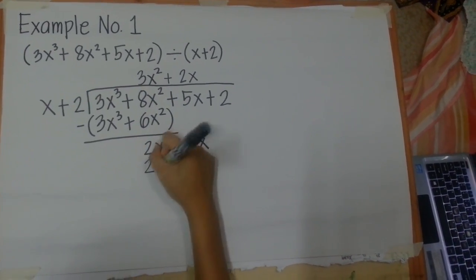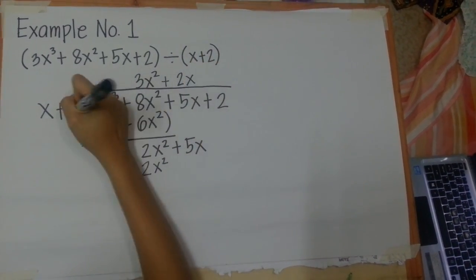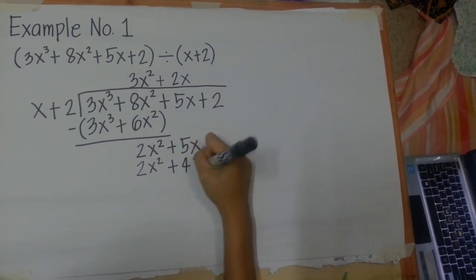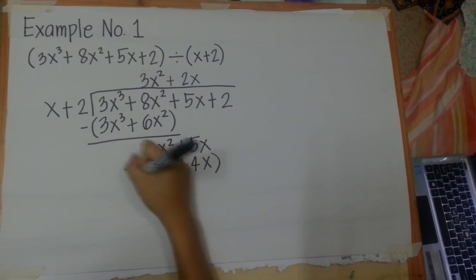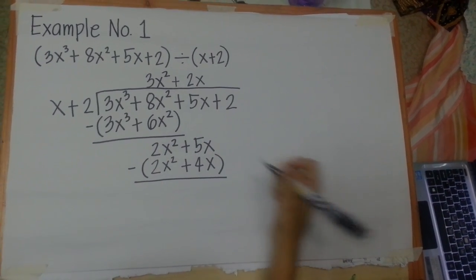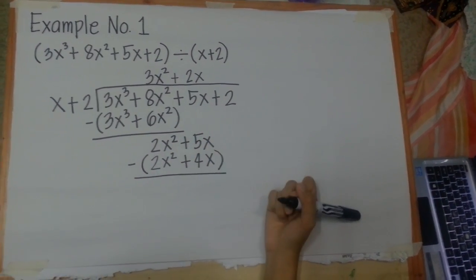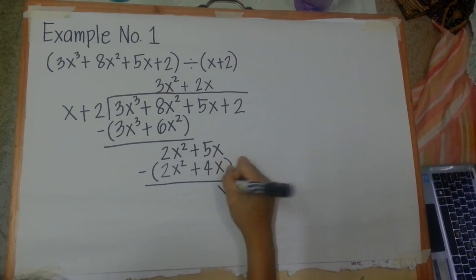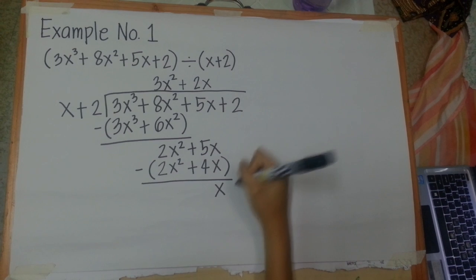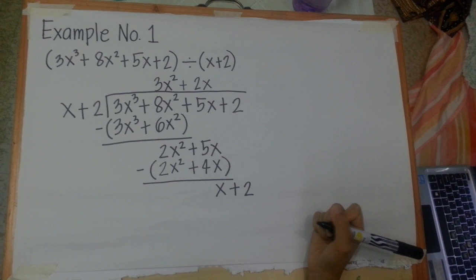2x times x is equivalent to 2x squared. 2x times 2 is equivalent to 4x. We add parentheses in order to avoid confusion. Now, 2x squared minus 2x squared is equivalent to 0. 5x minus 4x is equivalent to x. Bring down 2 and we have a new polynomial.